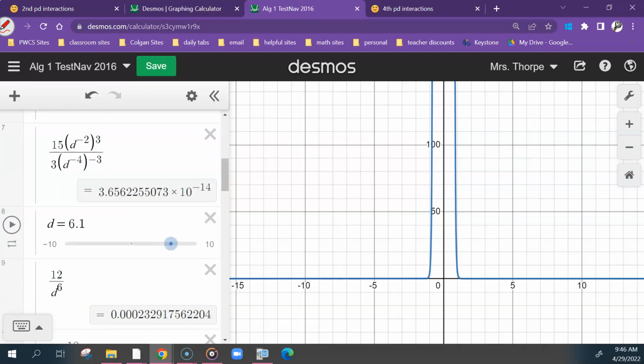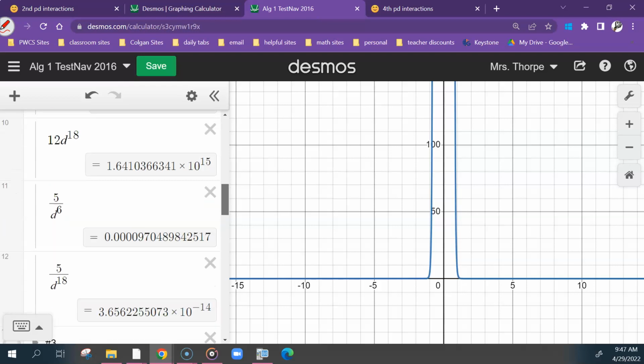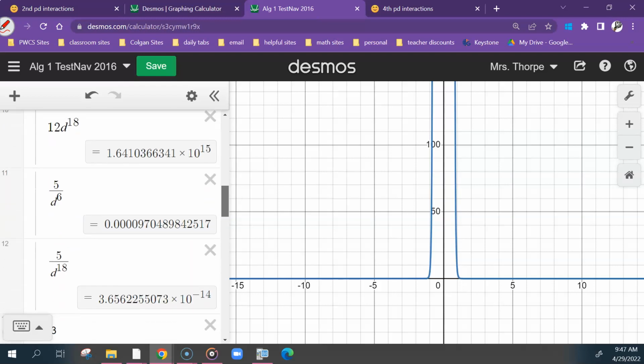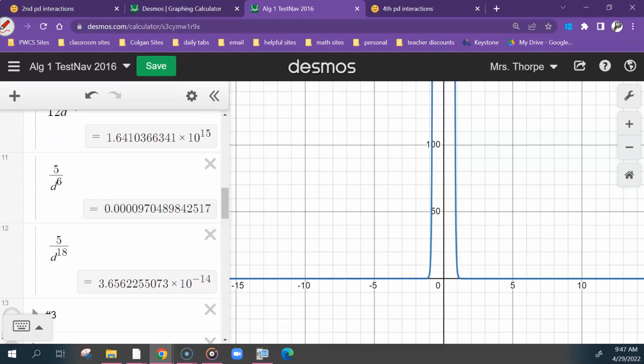Make it so it's not 1, because 1 and 2 really could be the same, or could not be. So make it something else. And then put in all of your answer choices so that they also have the same variable and see which decimal matches. So 5 over x to the 18.